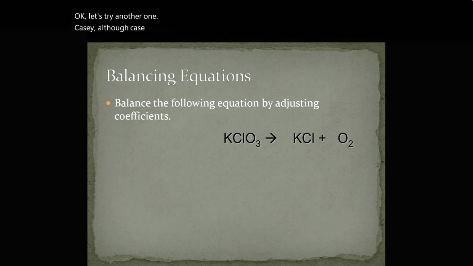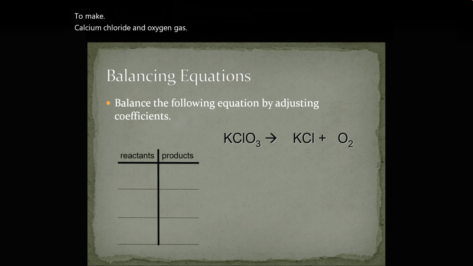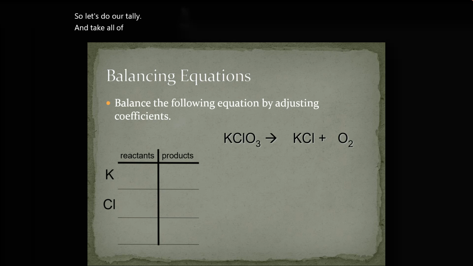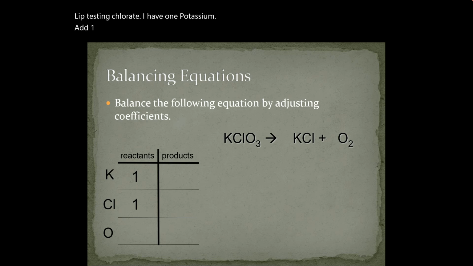KClO3, potassium chlorate, decomposes to make potassium chloride and oxygen gas. So let's do our tally and take all of our different elements, potassium, chlorine, and oxygen, and start adding them up. On the reaction side, in the potassium chlorate, I have 1 potassium, 1 chlorine, and 3 oxygen atoms.